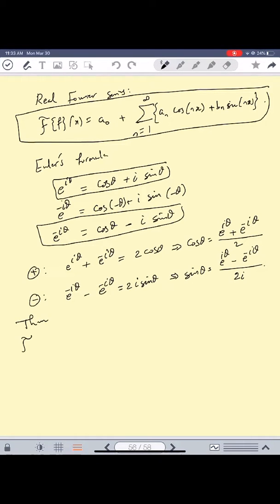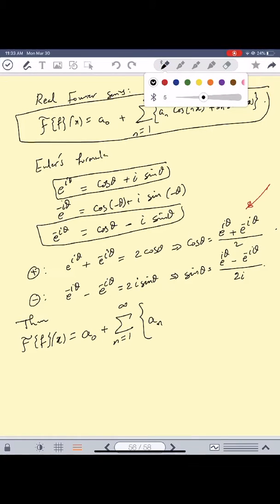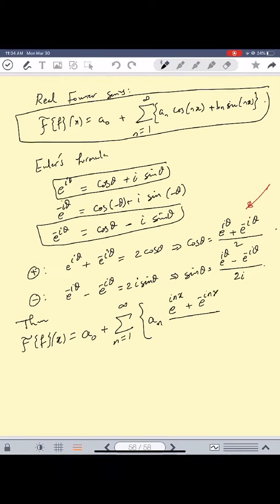So then the Fourier series becomes a naught, which is just a number, plus the sum from 1 to infinity of a_n times, now what is cosine nx? Don't forget, this is cosine theta, so you replace theta by nx, and you get e to the i nx plus e to the negative i nx over 2. Then plus b_n, and for the sine, you have e to the i nx minus e to the negative i nx over 2i. All of this is inside the sum.